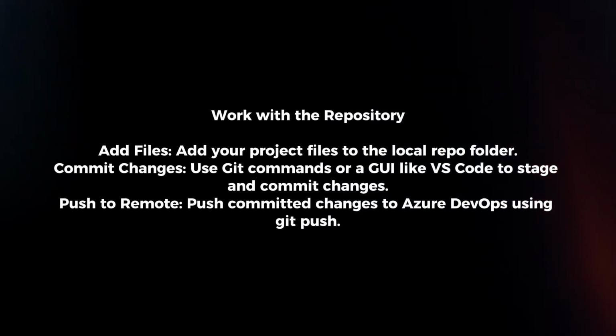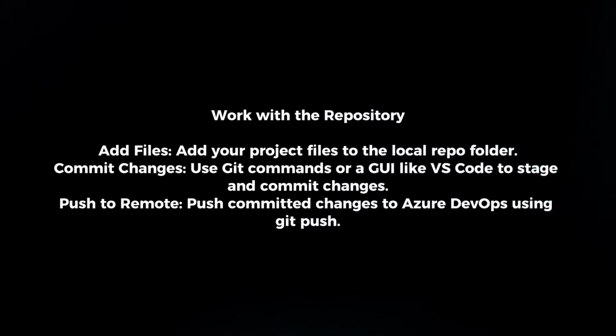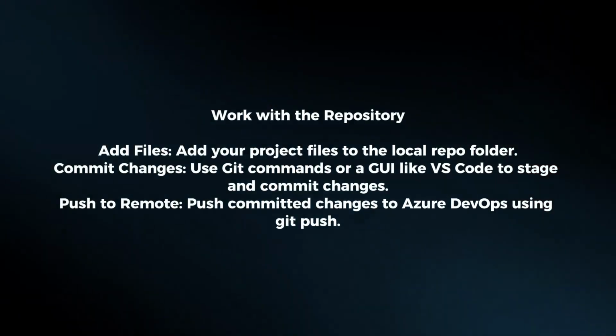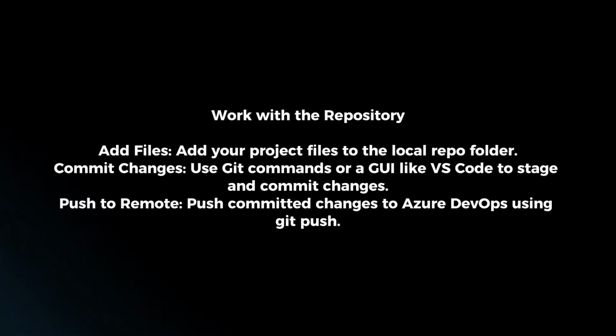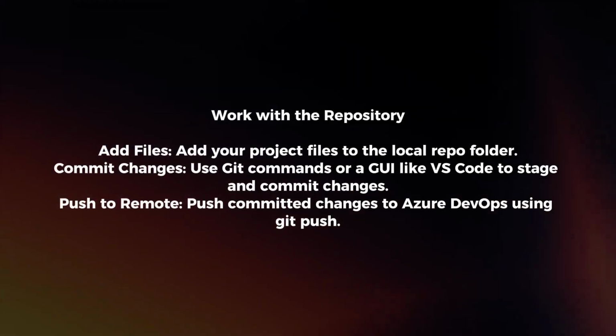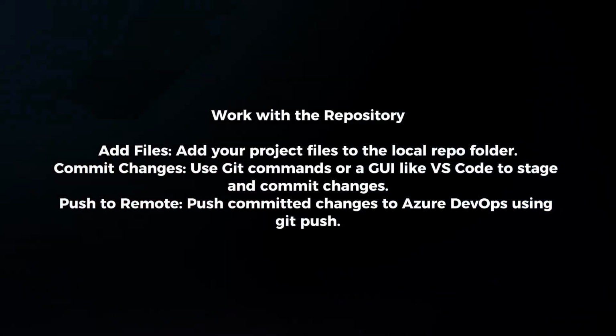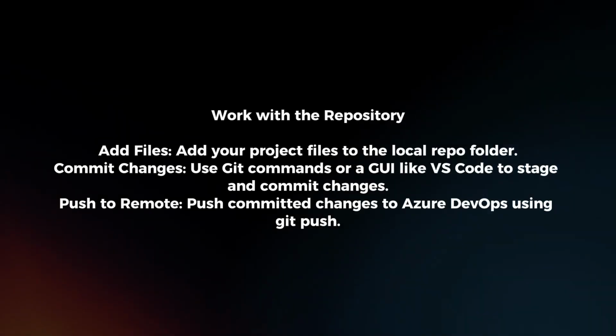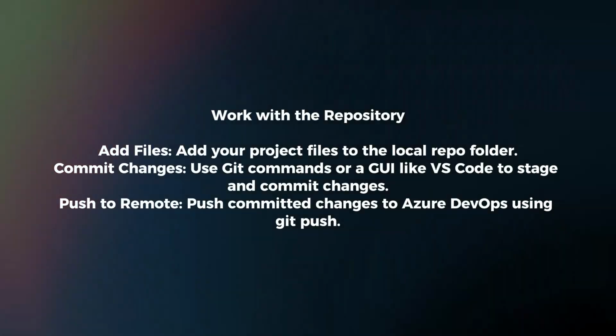Work with the repository. Add files. Add your project files to the local repo folder. Commit changes. Use Git commands or a GUI like VS Code to stage and commit changes. Push to remote. Push committed changes to Azure DevOps using Git push.